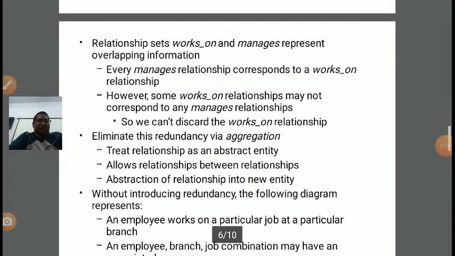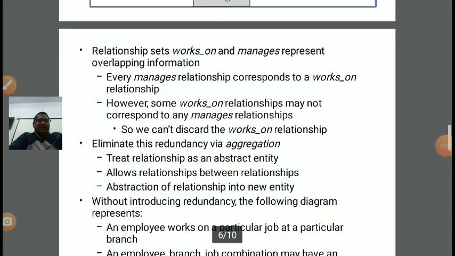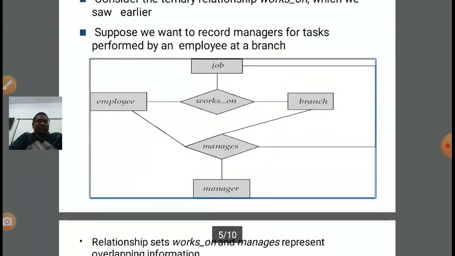Now, relationship sets works on and manages represent overlapping information. Works on can define a relationship between employee and branch. Similarly, the same thing is done by manages between employee and branch. So what can we do? We can make some alteration in this setup and make an upper-level or higher-level entity in order to convert this complex relationship into a simpler relationship, right?